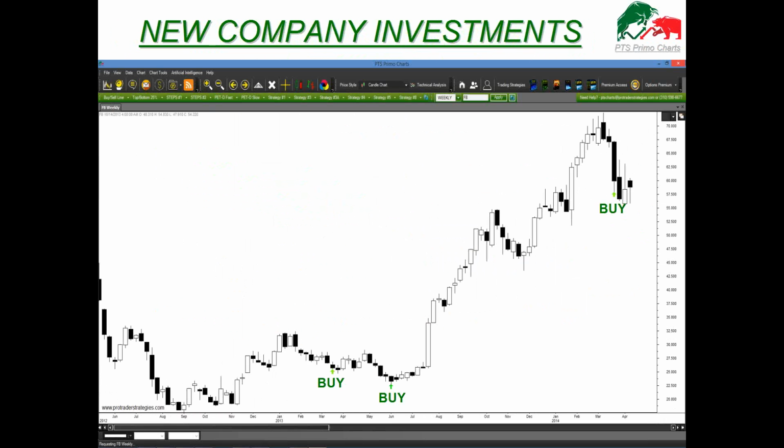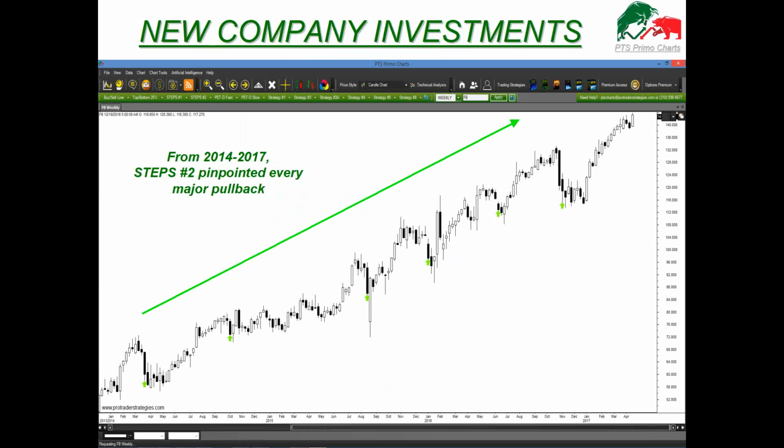So let's expand the chart. Let's go to a different chart here and see the pullbacks from 2014 to present, to 2017. And as you can see, steps number 2 pinpointed every major pullback in Facebook on a weekly chart. So wouldn't you have liked to have had this in the back of your pocket for Facebook, and having a way to re-enter into your position, your long-term position, as opposed to simply buying the minute it comes out based off what the buzz is all about, a certain issue that's coming out.